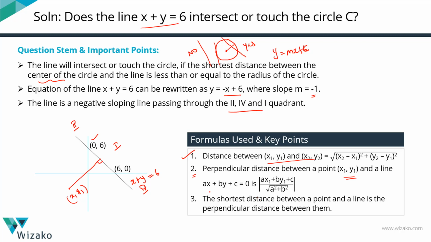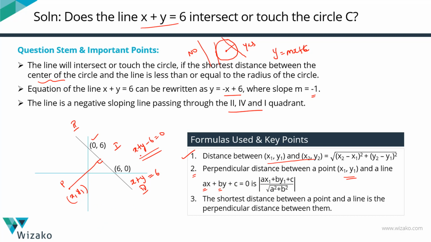The equation of the line is ax plus by plus c equals 0. So we'll have to rewrite this equation as x plus y minus 6 is equal to 0. It should resemble this: ax plus by plus c equals 0. The coordinates of the point are x1, y1. Then the perpendicular distance between the point P and this line is given by the modulus of ax1 plus by1 plus c divided by the square root of a square plus b square. A and b are the coefficients of x and y in the equation, and x1 and y1 are the coordinates of this point.